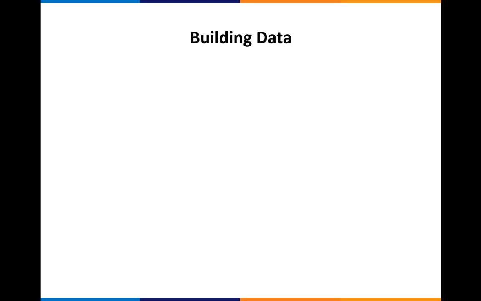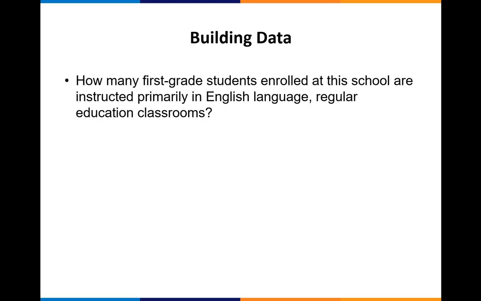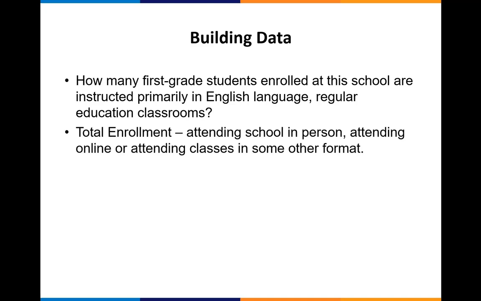All right, the next one is a question on our building data page: how many first grade students enrolled at this school are instructed primarily in English regular education classrooms. We've had some questions about who we count. The short answer is that we want the total enrollment in your school. So we want you to try to get a count of everybody, whether they are attending school in person, attending online, or attending classes in some other format. We would like you to include that in your total enrollment for that school.